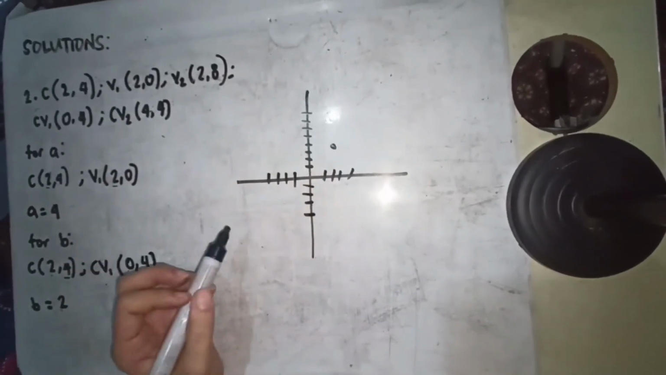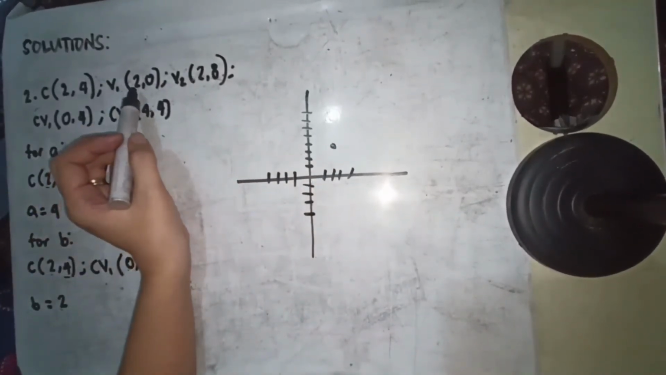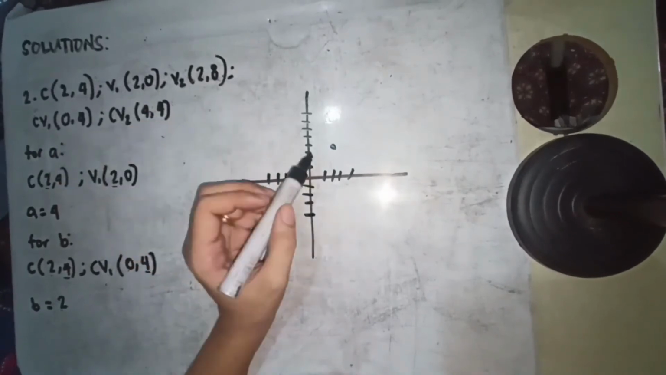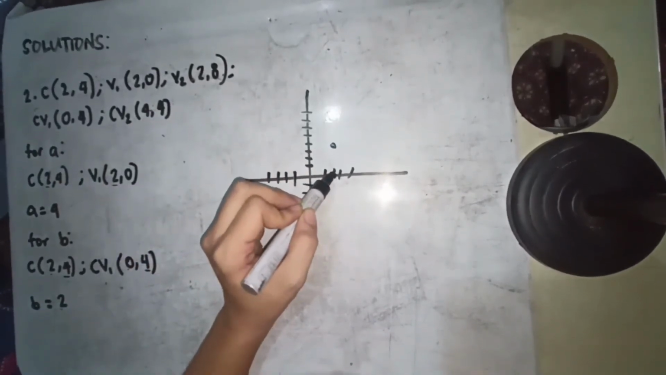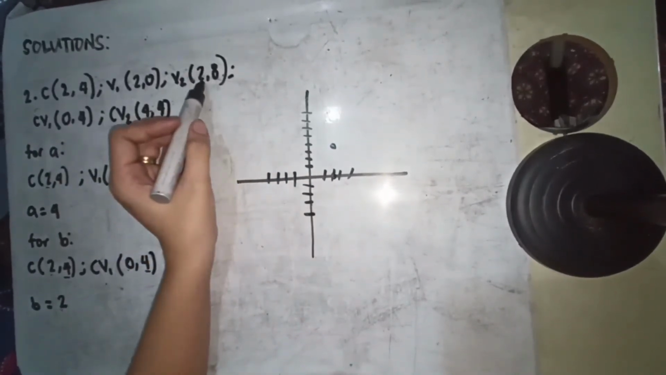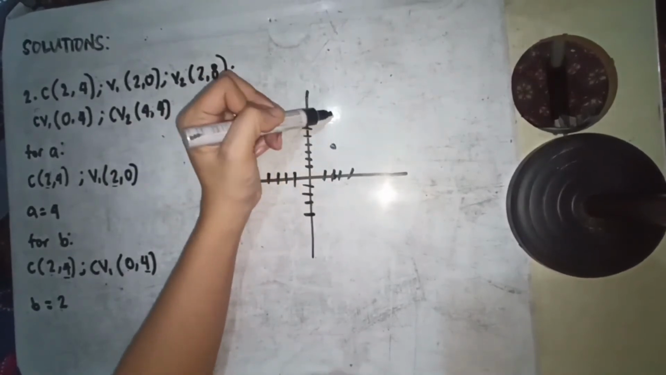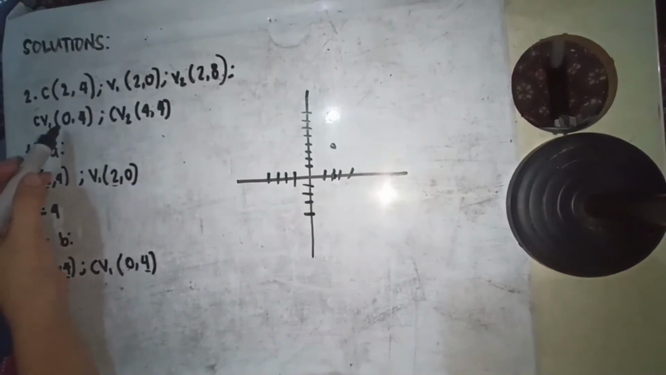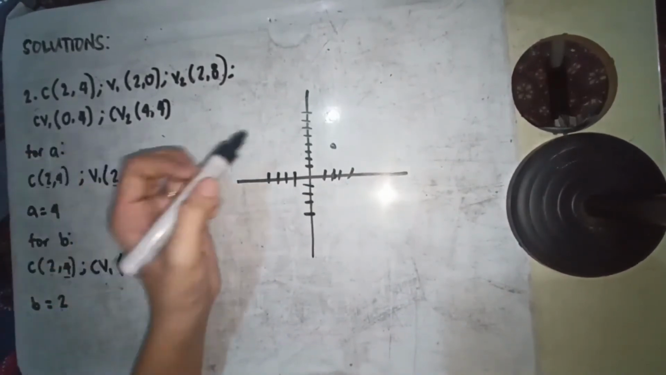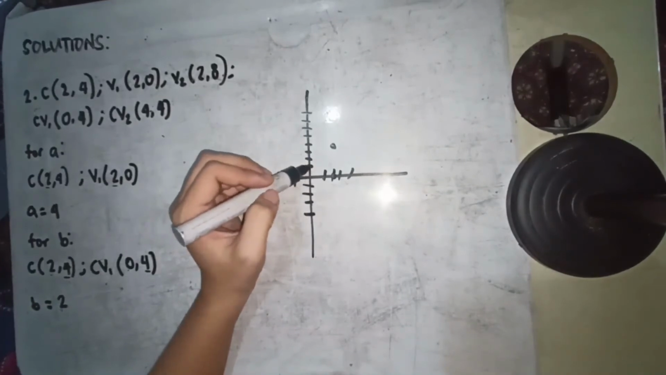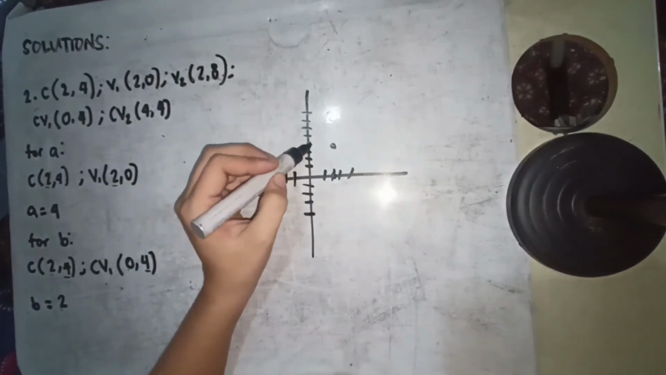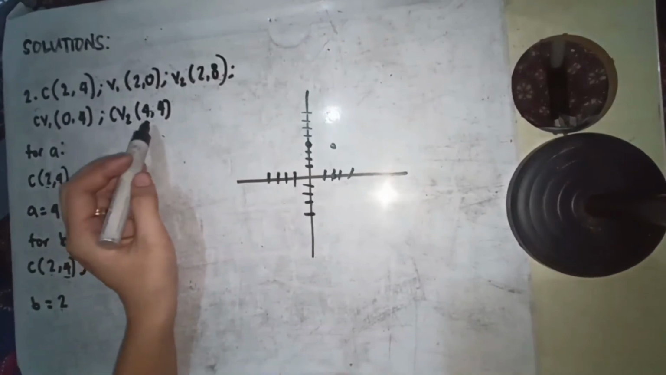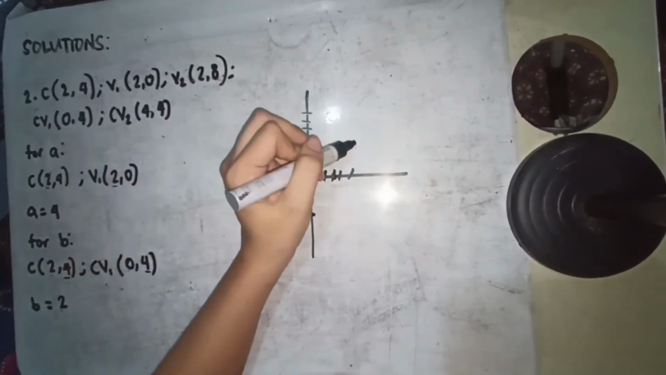Here is our center. Then, we have vertex at 2 and 0. So, 1, 2, and 0. Then, we have 2 and positive 8. We also have co-vertex at 0 and 4. So, 0 and 1, 2, 3, 4. Then, we also have CV sub 2 at 4 and 4.